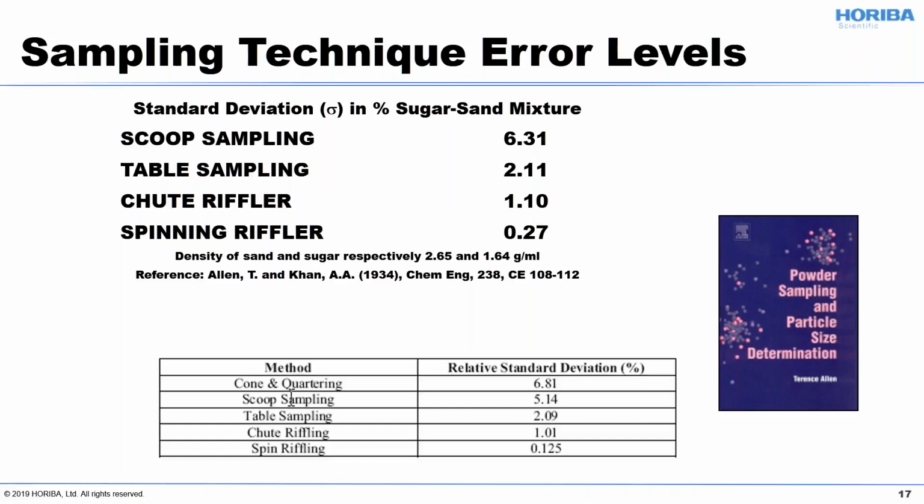If we need real precision, we have a spinning riffler. And I'm not above scoop sampling at a customer site just to get things going. Again, it depends on your application and what your needs are.